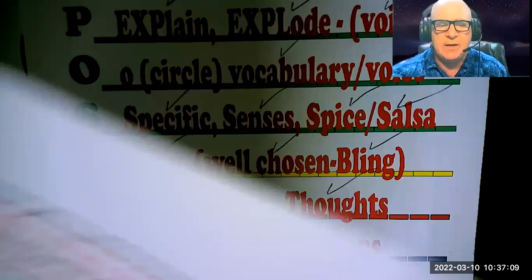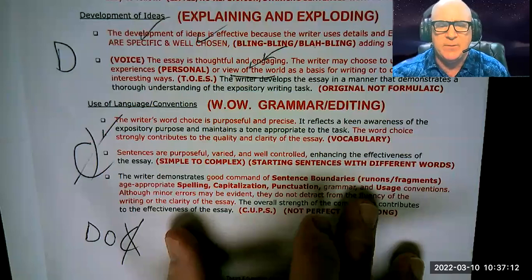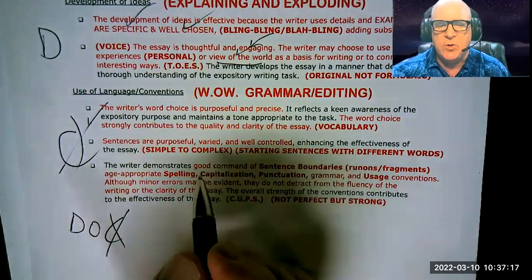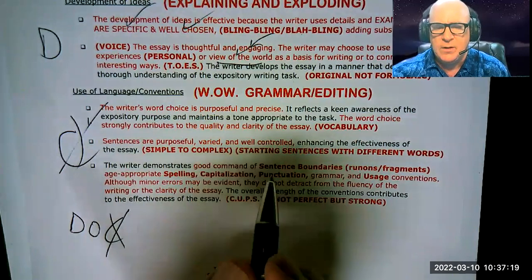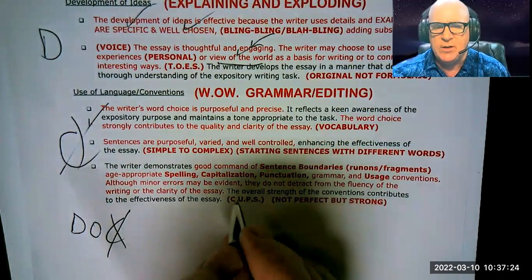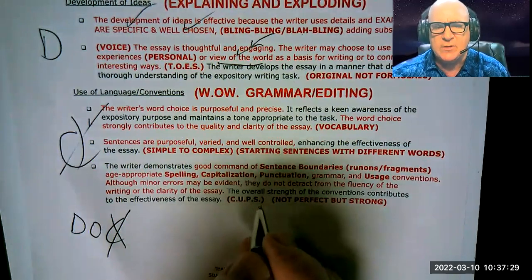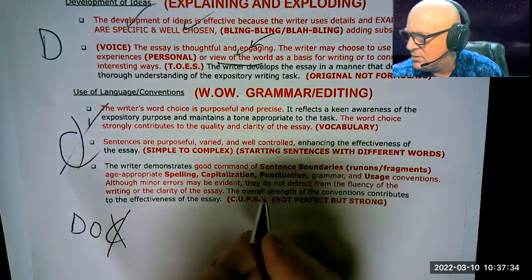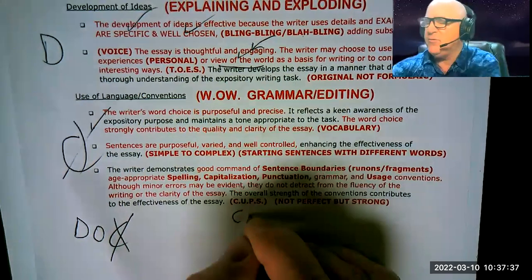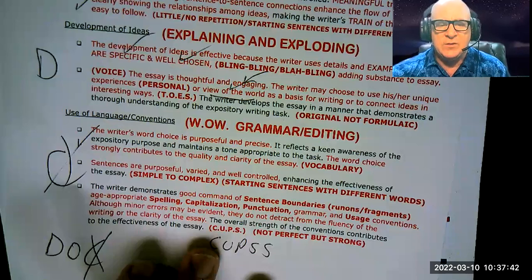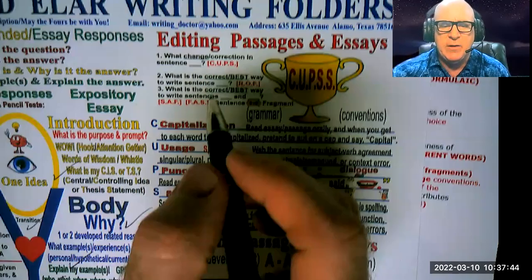So why am I saying the conventions? That last bullet, the student demonstrates good command of sentence boundaries. So CUPS is capitalization, usage, punctuation, and spelling, which are those 4 things right there. All of those things are there. But if you add the second S, which I have in my folder here, the second S is sentences, as in sentence boundaries.